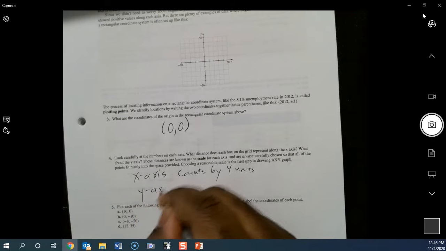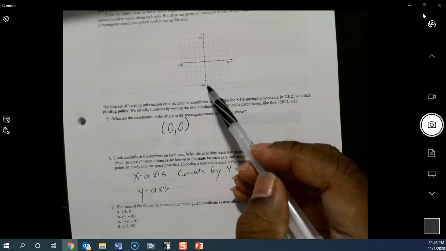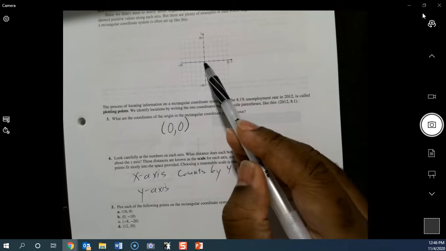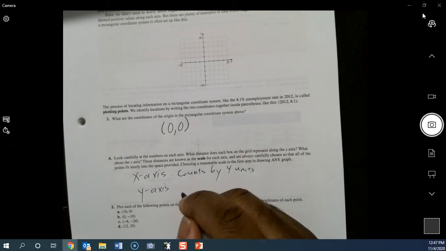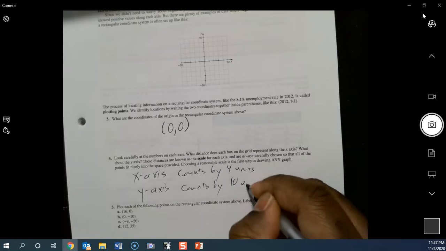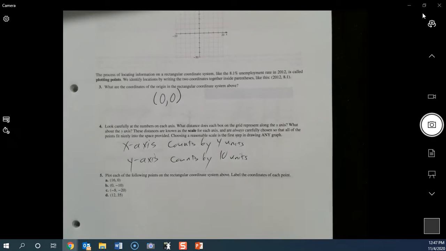And the y-axis, if you look here, we go from here to 50. We're going by tens, well, negative 50 and positive 50. So it'll be 10, 20, 30, 40, 50, negative 10, negative 20, negative 30, negative 40, negative 50. So the y-axis counts by 10 units. Now it says plot each of the following points on the rectangular coordinate system. Label the coordinate of each point.